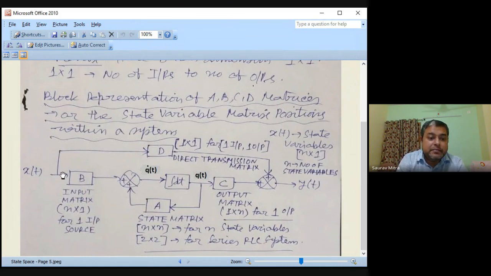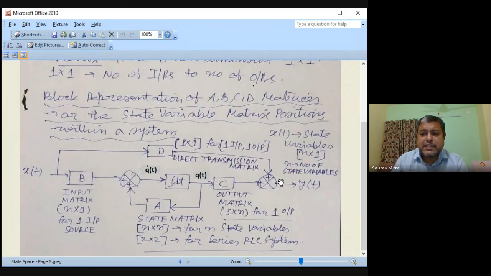You are finding that this xt comes here, getting multiplied with B. So this is B into xt. Then there is q dot t, and then the A matrix comes. Here at this summing point, a of qt is coming and b of xt is coming. So what you are finding is q dot t is equal to a of qt plus b of xt. And here is the C matrix. yt is equal to c of qt plus d of xt.